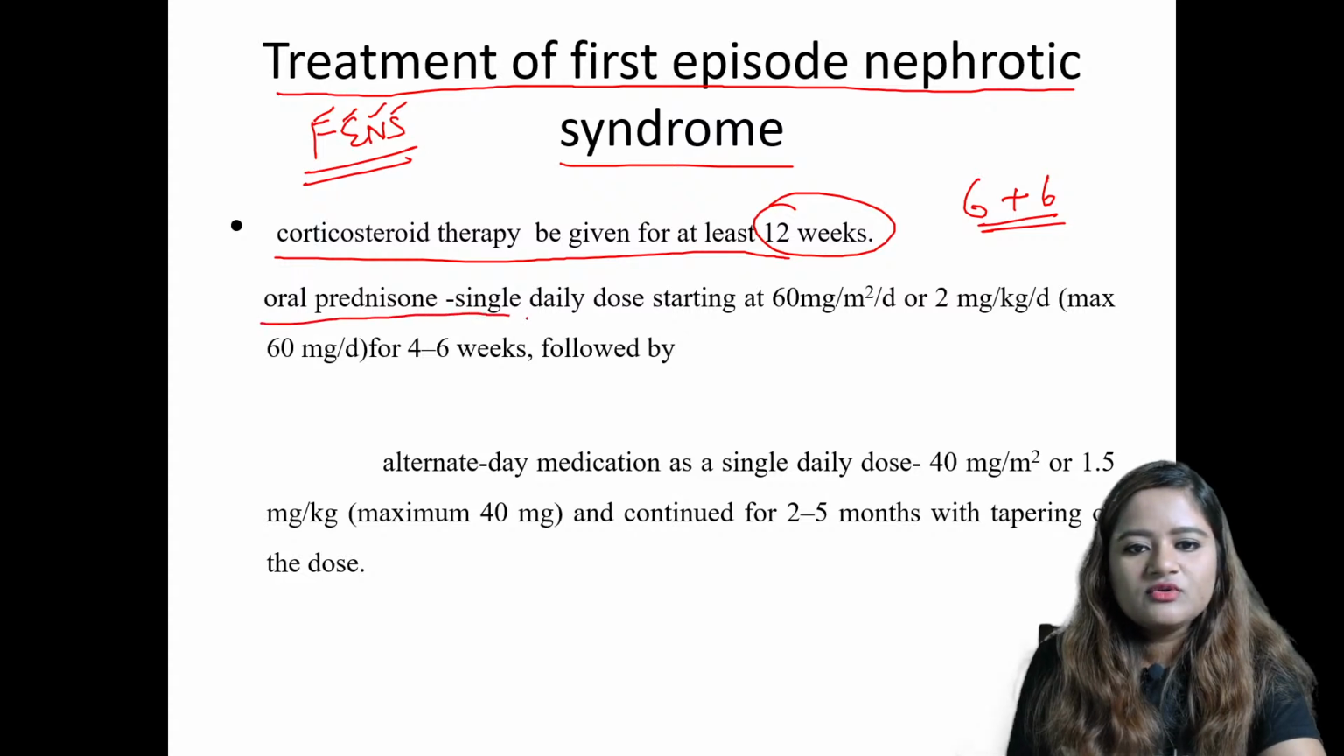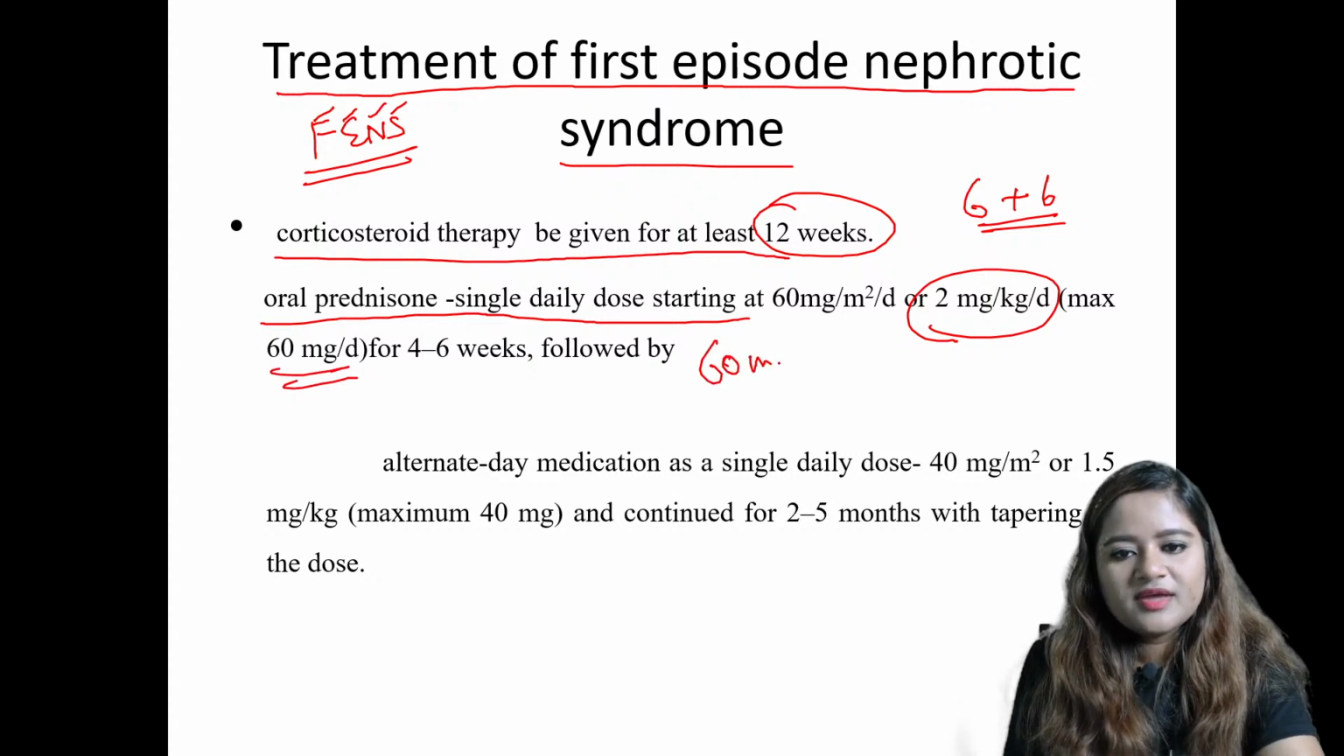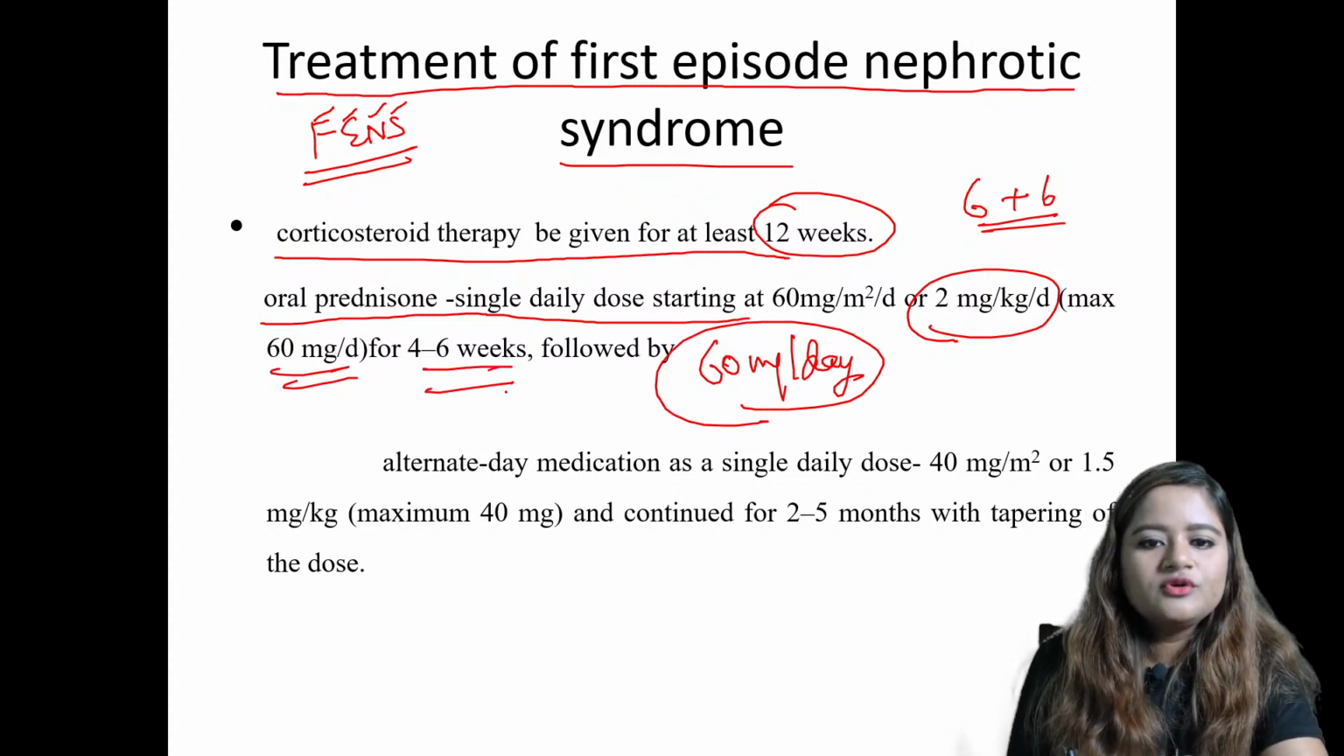You have to give a single dose of prednisolone at the dose of 2 mg per kg per day. The limiting dose is 60 mg per day. You can be asked this question also, so please be careful that the limiting dose is 60 mg per day. You have to give it for 4 to 6 weeks.